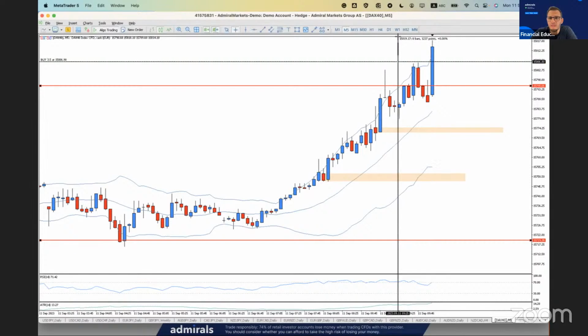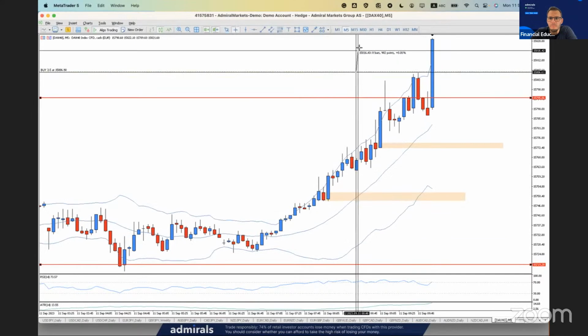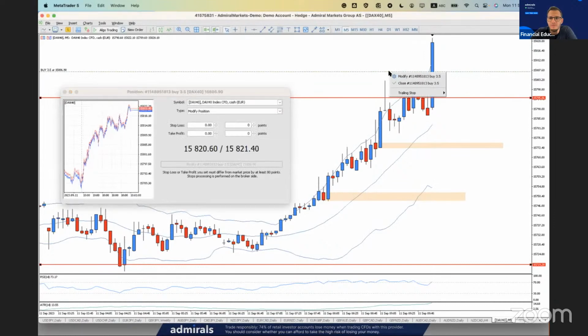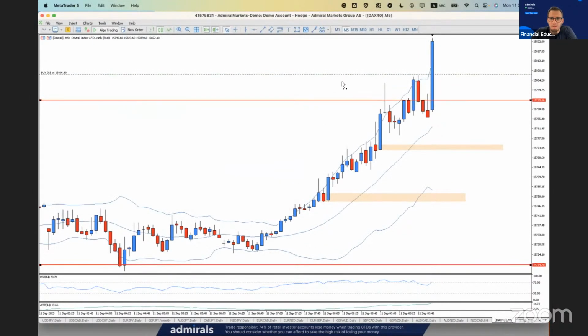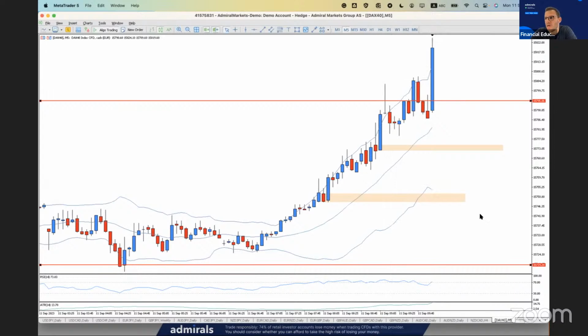Guys, 12 points on the DAX have already been given by the market for those who want to close the trade. For me, I will close the trade now. I'm closing the trade right now. So I got 17 points out of the market, but let's wait for this candle to close.